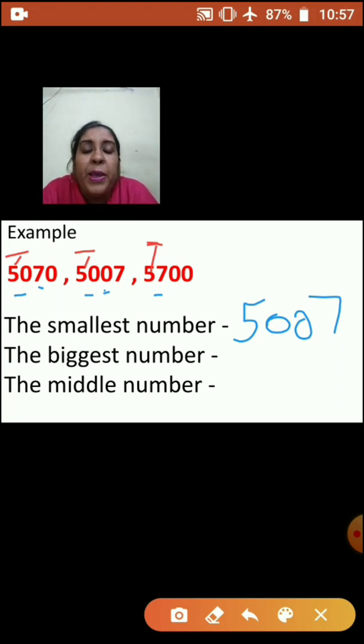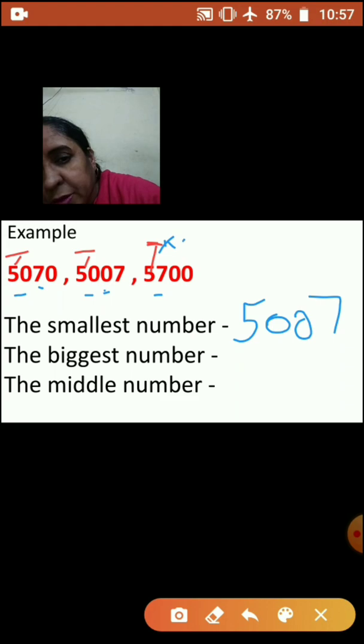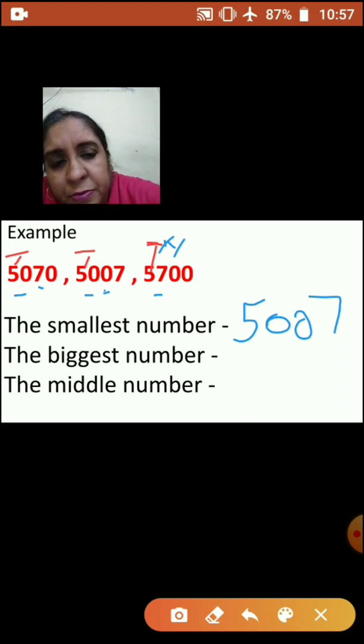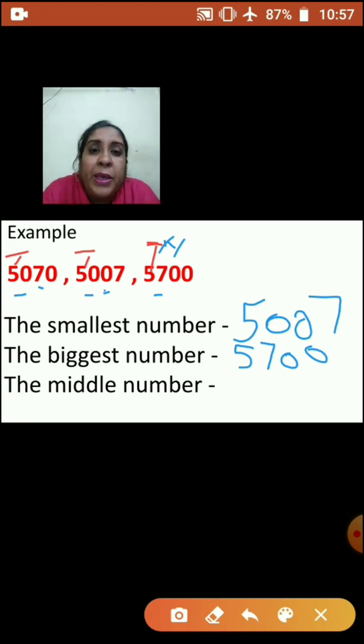Now we will see the biggest number. Now here, if we see thousands place, 5,000, 5,000, 5,000. Then we see hundreds place. Which number is there in hundreds place? 0, 0, 7. So here we can write 7 is the highest, right? So which is bigger number here? 5,700. This is the biggest number.